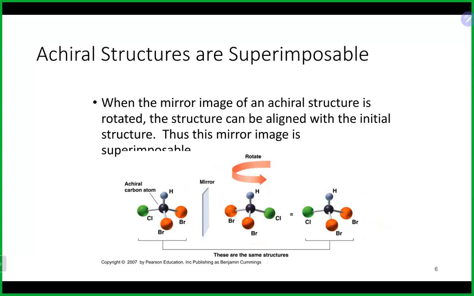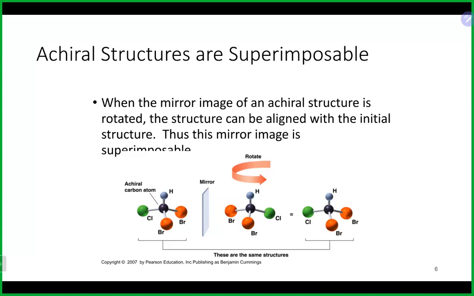And that's different than an achiral compound. An achiral compound is a compound where the mirror image will superimpose on the original. It also means that if you look at, for example, a carbon, it does not have four different groups attached.